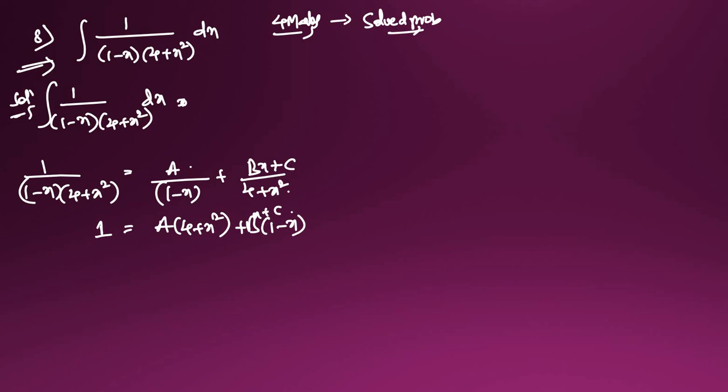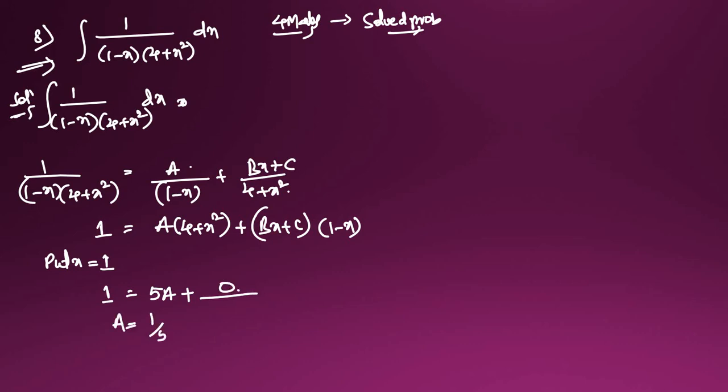I will write neatly here: a into 4 plus x square plus bx plus c into 1 minus x is equal to 1. Sorry, I made a mistake. Now I will put x is equal to 1. So 1 is equal to 5a plus this total part, which will become 0. So a is equal to 1 by 5 is one answer here.